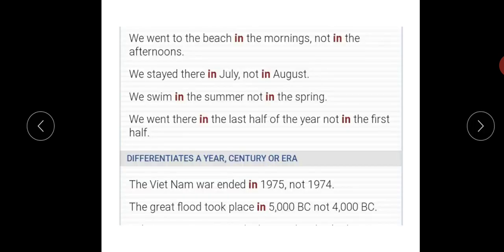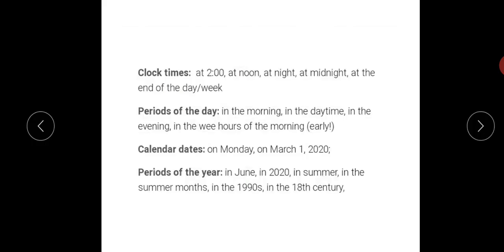You understand? Yes, as I said, "in" is used for only specific months, years or the periods of the day. See, ஒரு டேயில் we went to the beach in the mornings, not in the afternoons. நாங்கள் இந்த டைமில் தான் போகிறோம். We stayed there in July, not in August. We swim in the summer, not in the spring. We went there in the last half of the year, not in the first half. So இந்த ஸ்பெசிஃபிக்காக சொல்லும்போது we use "in". These are the general prepositions which we have to use.